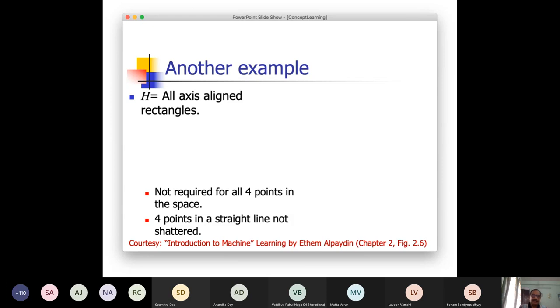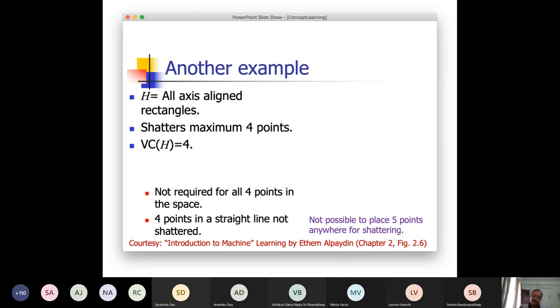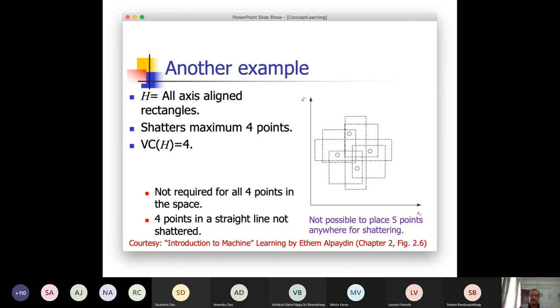Now you can show that it is not possible to place 5 points anywhere for shattering. So 4 points, it can shatter a maximum of 4 points. That can be shown. So this is one example.